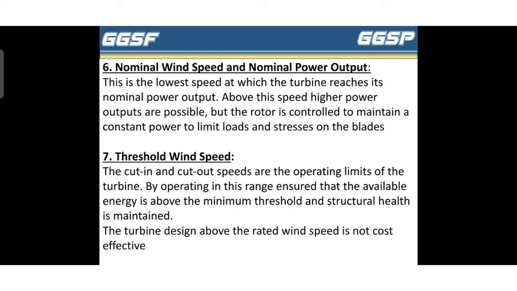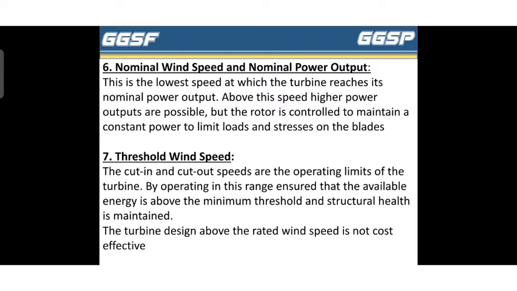Sixth is nominal wind speed and nominal power output. This is the lowest speed at which the turbine reaches its nominal power output. Above this speed, higher power outputs are possible, but the rotor is controlled.